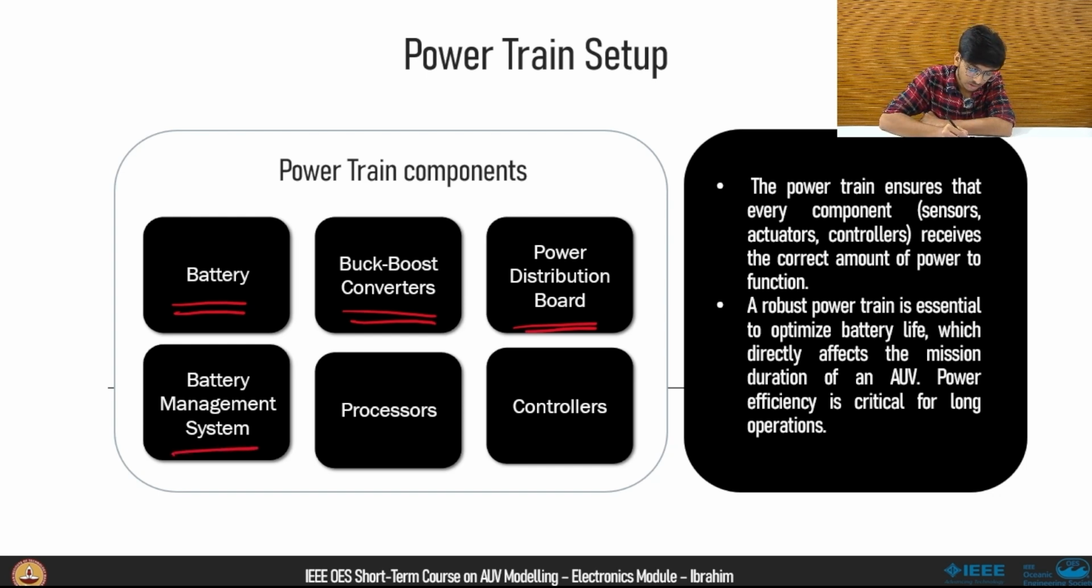Then you have the battery management system. In the case of an AUV this is very important because you are deploying the battery underwater, so there should be proper battery management to take care of the health of your battery. Then you have processors and controllers on the board.